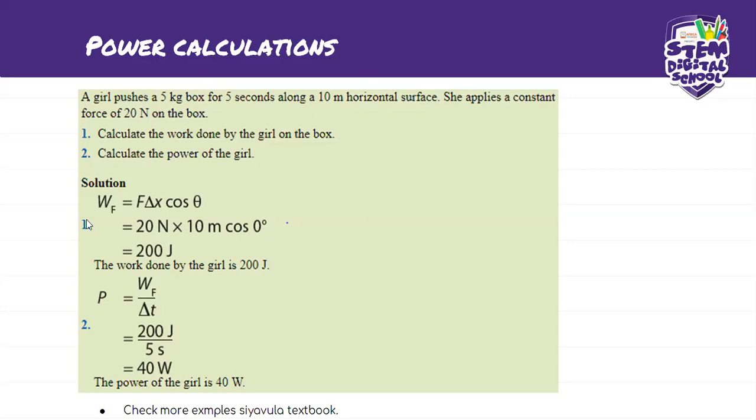Okay, so number one, it says work is going to be F triangle X cos theta. But because there is no force that is acting against it, it's going to be cos 0. Okay? As you can see there, it's cos 0 because there's no friction. The force and the distance are moving in the same direction. And this is going to give us 200 joules. Okay? So the work done by the girl is 200 joules.